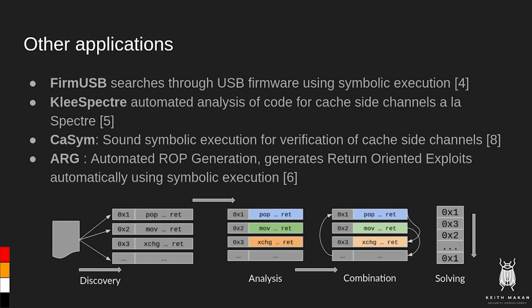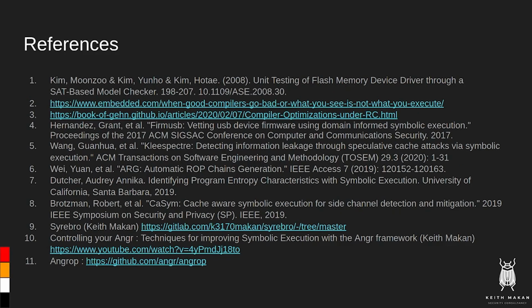And again, the novel example I like is Angrop, which actually uses symbolic execution to generate return-oriented exploit payloads. So it takes a binary, it strips out all the gadgets, and then it combines them under certain analysis, and then solves for which one should come before which one using symbolic execution if you want your program to behave a certain way. So that's very, very cool.